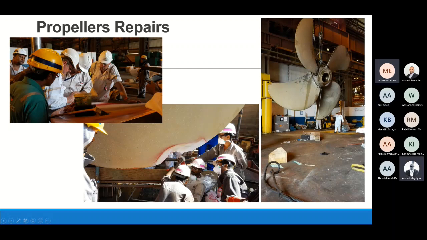Okay, this is the propeller repairs where we have damage in a propeller. We make welding repairs of the propeller. We check the pitch, we check the balancing. This is the propeller inside the workshop. You can see this is a tall guy. You can see the size of the propeller compared to this guy. We have the balancing machine. We check the pitch of the propeller. As you can see here, it is not clear in the photo.